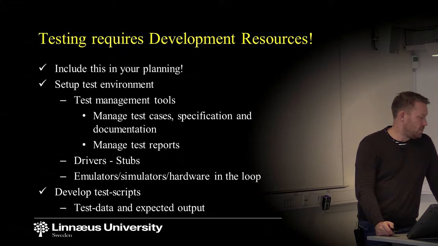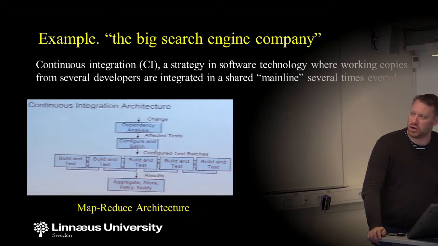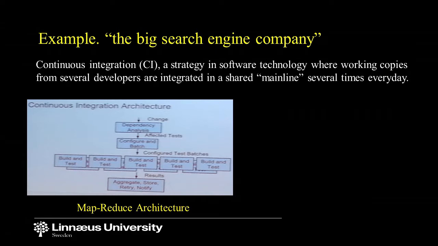So testing requires development resources. And I will now show you some not so good photos from my mobile phone here, but this is from a big search engine company, and this is the architecture they use for their continuous integration. Continuous integration is a development strategy where you have a main line where developers continuously check in. So you have almost always the most recent version of your software, so to speak, available, deployable.